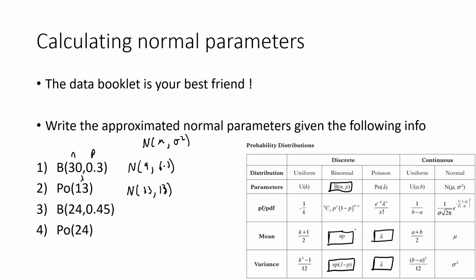Moving on, back to binomial. We have n, which is 24, and we have p, which is 0.45. So 24 times 0.45 gives us 10.8, which is the mean. Now we need to find the variance, which is npq. So 24 times 0.45 times 0.55, and that gives us 5.94. Now the final one, Poisson again, the lambda is 24, so it's just N(24, 24).